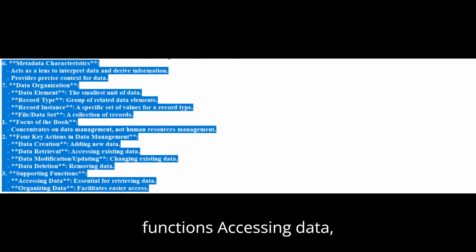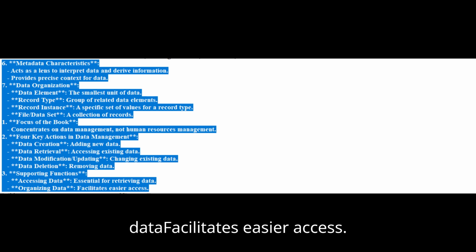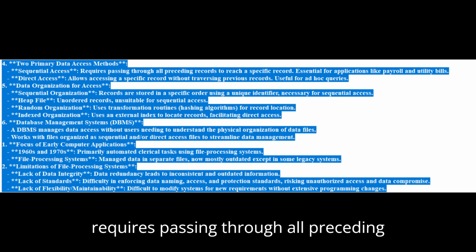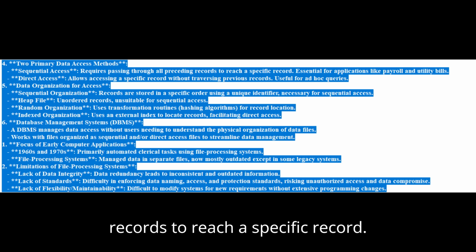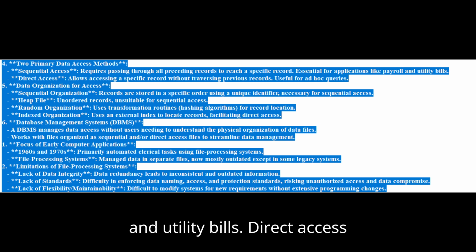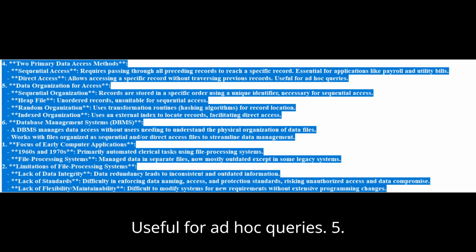3. Supporting functions. Accessing data, essential for retrieving data. Organizing data, which facilitates easier access. 4. Two primary data access methods. Sequential access requires passing through all preceding records to reach a specific record. Essential for applications like payroll and utility bills. Direct access allows accessing a specific record without traversing previous records. Useful for ad hoc queries.